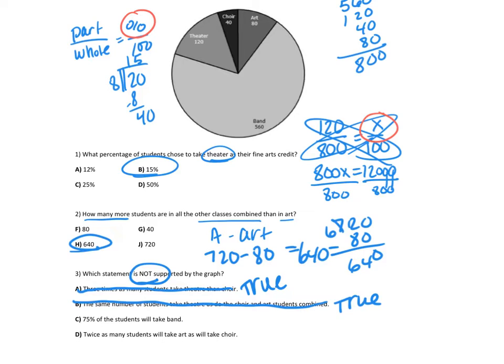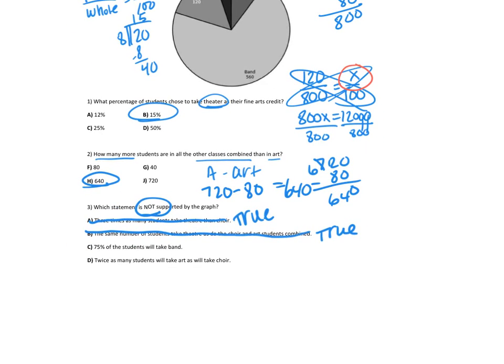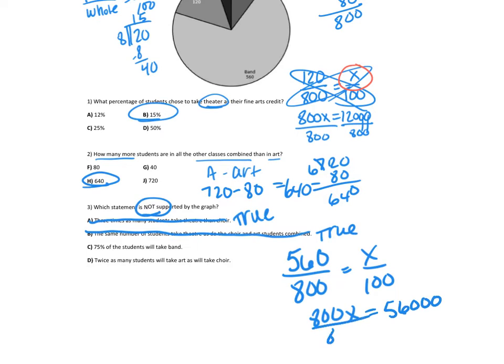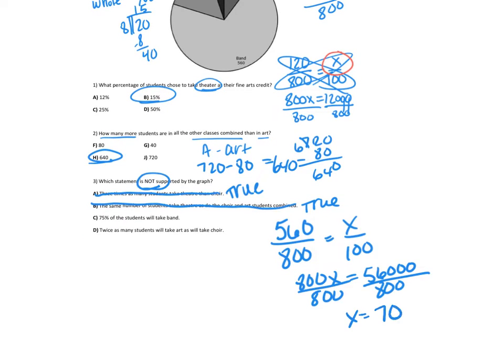75% of the students will take band. Okay, well, how would we figure that out? Could we find the percentage if we set it up? As we say, 560 over 800 equals X over 100. Okay, so 800X equals 56,000, divided by 800, divided by 800. And you're going to get 70%. What does it say? It says 75. So I think that's a false one.